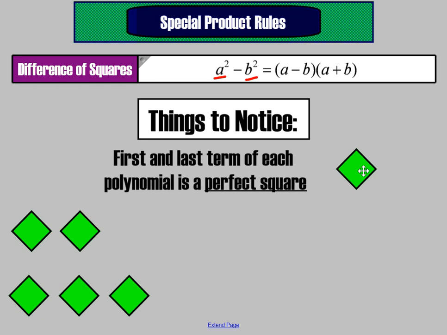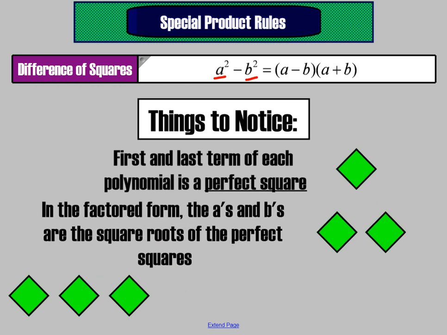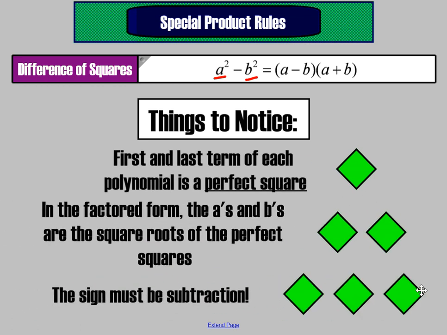There's a couple things that have to be true in order for this to work. The first and last term of the polynomial have to be perfect squares. In the factored form, the a's and b's are the square roots of those perfect squares, and the sign has to be subtraction. If the sign is not subtraction, we cannot use difference of squares.